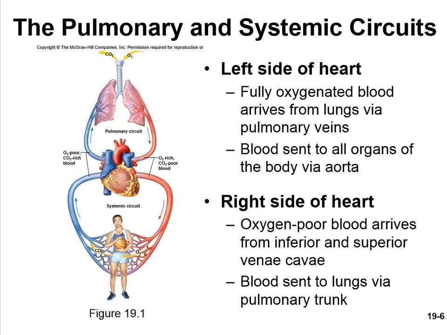When blood enters the right side of the heart, it enters from the top and the bottom of the body via the vena cava. Now, in many of the diagrams, you may see the colors red and blue to symbolize oxygen-rich and oxygen-poor blood.